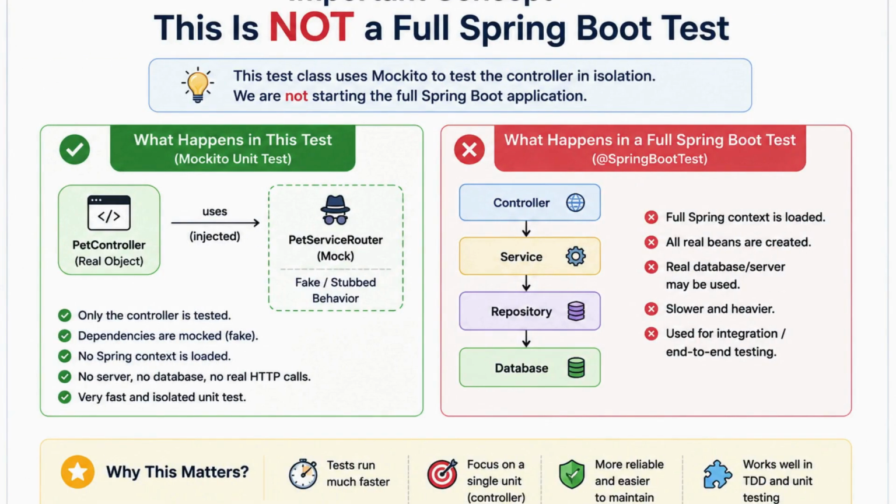One important thing to understand is that this is not a full Spring Boot integration test. So we are not starting the embedded server, loading the full Spring context, connecting to a database, or making any real HTTP calls. This is a lightweight unit test focused only on controller behavior. Because of that, these tests are faster, simpler, and easier to maintain. So overall, Mockito helped us isolate the controller layer by replacing dependencies with fake mock objects. This allowed us to test controller behavior quickly, independently, and without needing the full Spring Boot application to run.